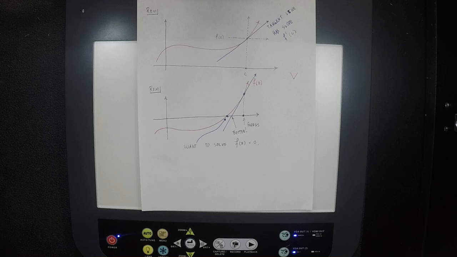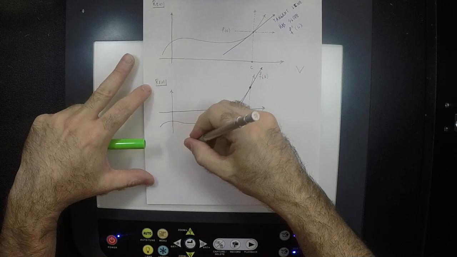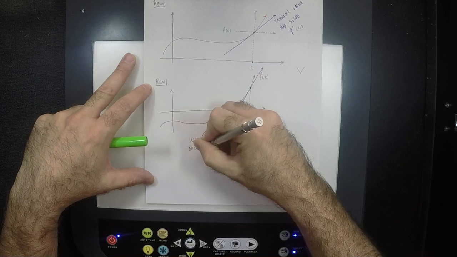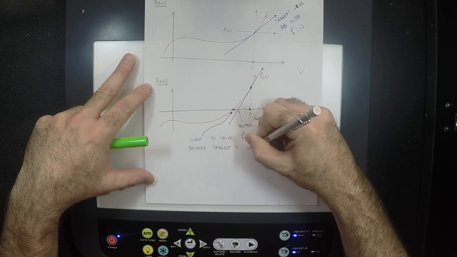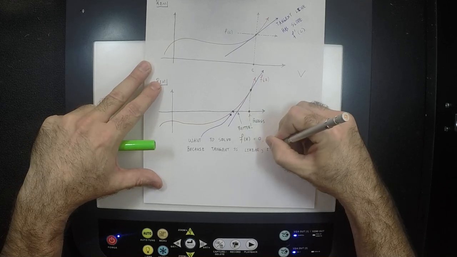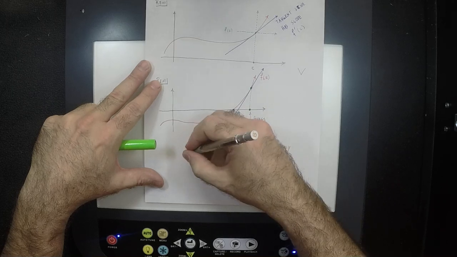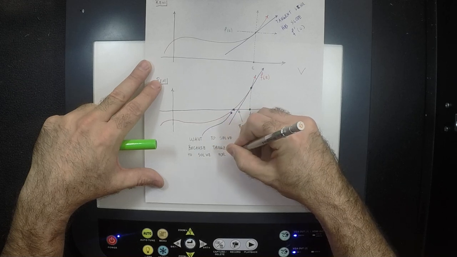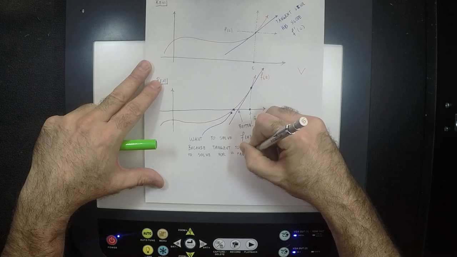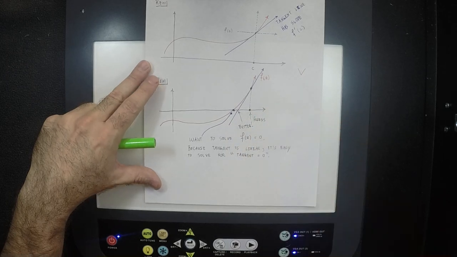And if we can solve the tangent line equal to 0, then why can't we just solve the red line equal to 0? It's because the tangent is linear, right? So because the tangent line is linear, that means that algebraically it's quite easy to do that. Because the tangent is linear, it's easy to solve for, and I'm just going to write this in scare quotes here, tangent equal 0. It's easy to find that one.